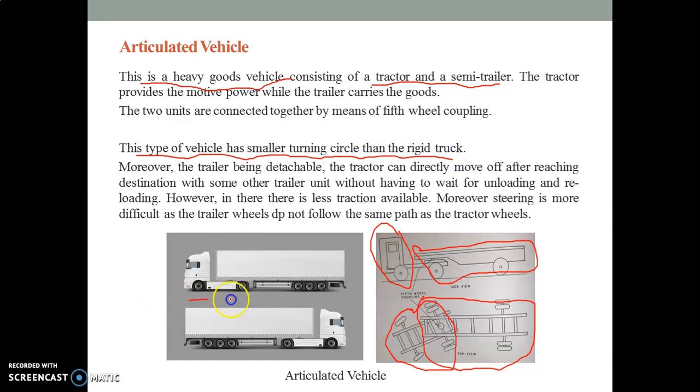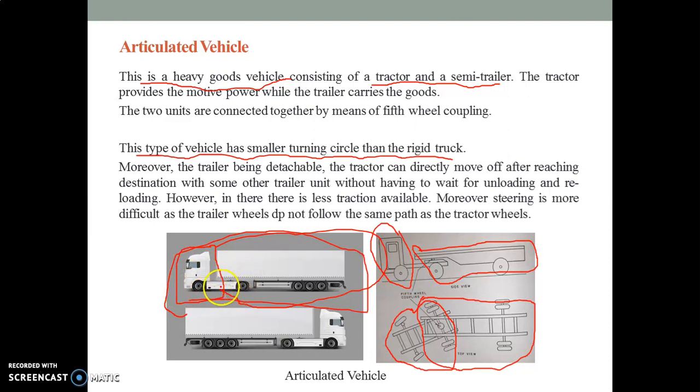So this is one example of the articulated vehicle, where this portion is called the tractor portion, which carries this trailer, which holds heavy weight or luggage and other material to be transported. So this is detachable. The tractor can directly move off after reaching the destination. So this is the advantage, that both parts can be detached.